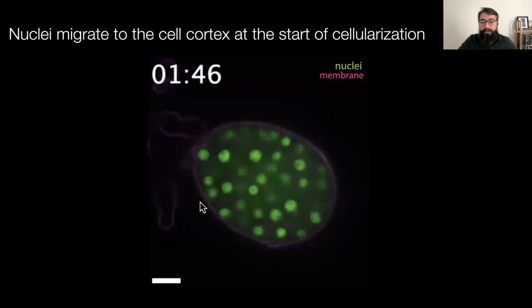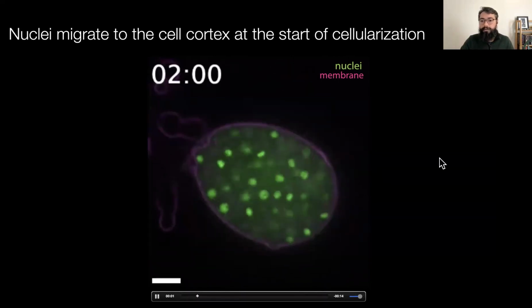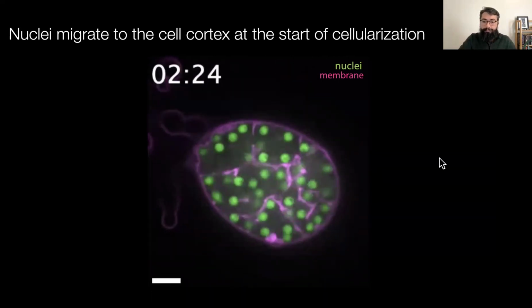What you're seeing here is a Chytrid cell with a fluorescently tagged nucleus, and in magenta, you see the membrane. When I play the video, the cell is going to start undergoing cellularization, and I want you to focus on how the nuclei are moving. You're going to see they're really dynamic and stochastic in their apparent movements, but hopefully right before they enter cellularization, you're going to see a very brief period of time in which the nuclei migrate towards the membrane. I'll show the video multiple times so you can see the dynamics of the process.